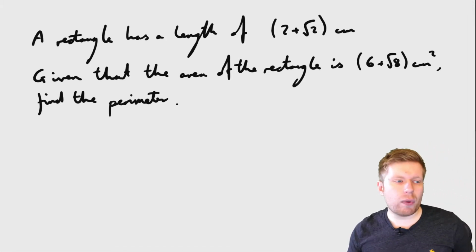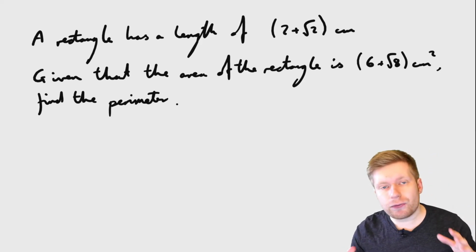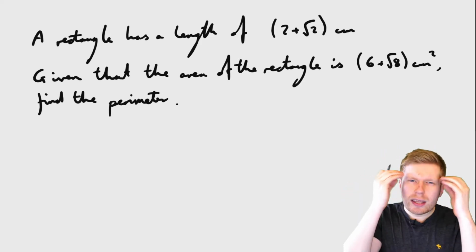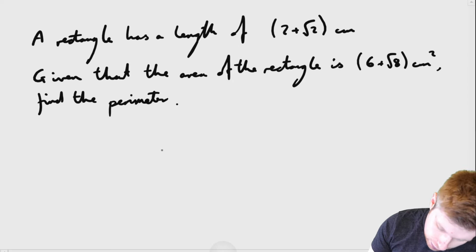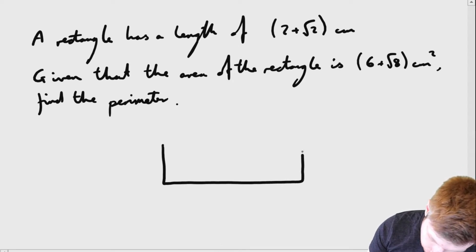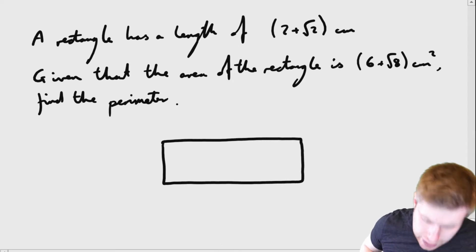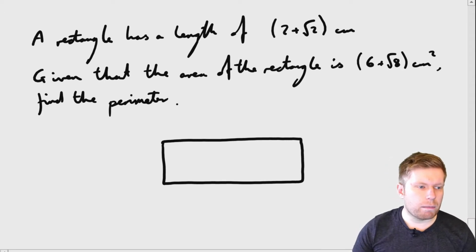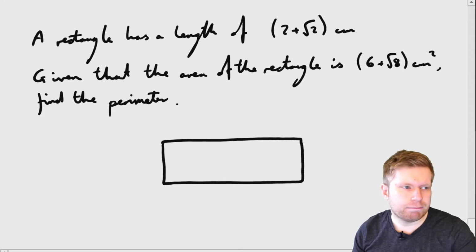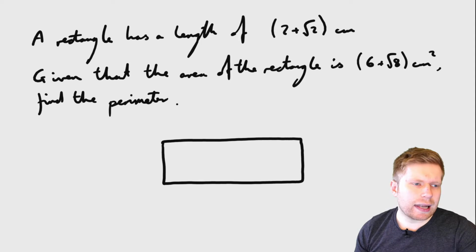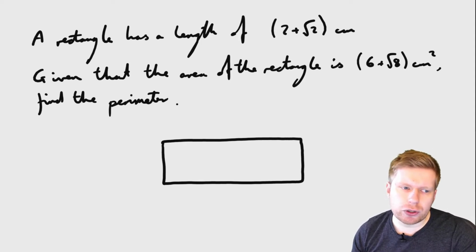Well, first of all, we're dealing with a rectangle. So I guess it makes sense to physically draw ourselves a rectangle, then we can visualise what's going on here. So here we go, we'll draw ourselves a nice little rectangle like this. Doesn't need to be anything pretty, just as long as we can help to understand what's going on here. Now we're told that the length of this rectangle is 2 plus root 2 centimetres.